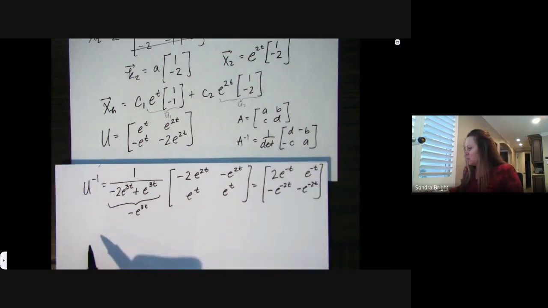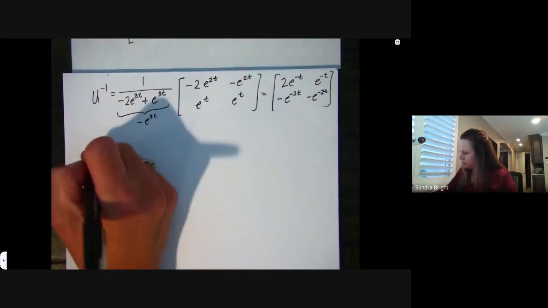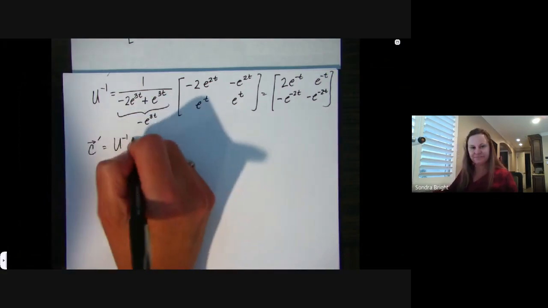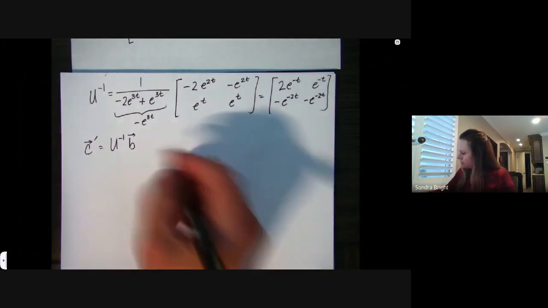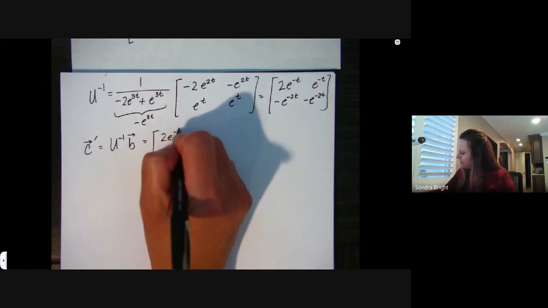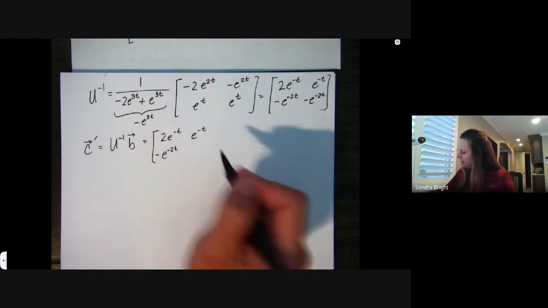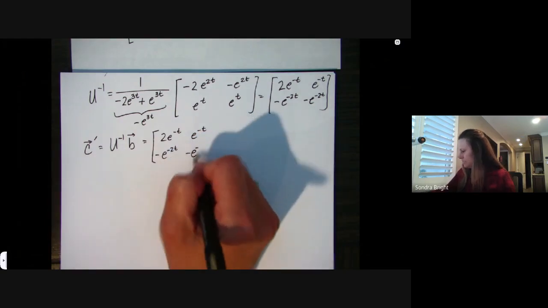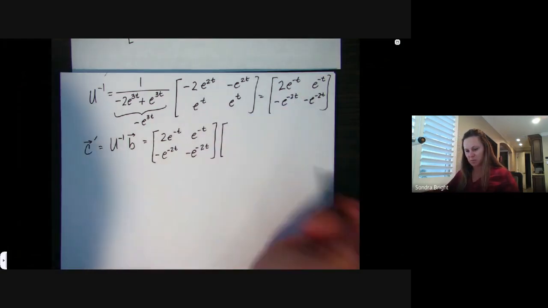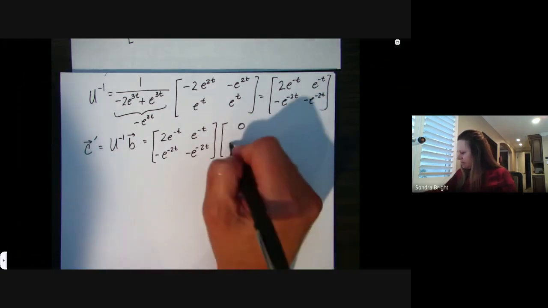And then what they gave us was C prime. The derivative of C is U inverse times B. And so U inverse is what we just found there. So that's 2e to the negative t, e to the negative t, negative e to the negative 2t, and negative e to the negative 2t, U inverse. And then B they gave us, and that was 0 and 2t e to the t.